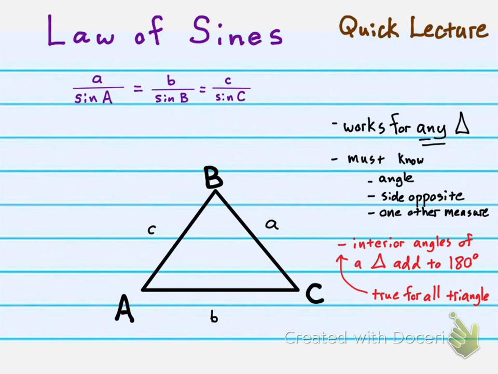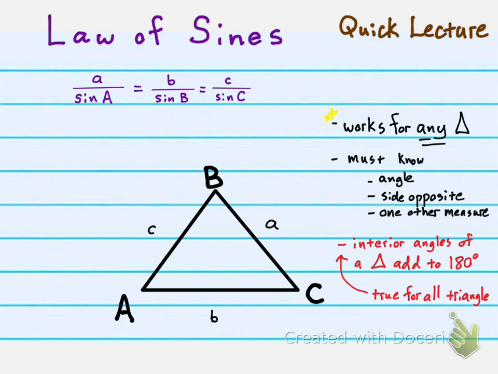What the law of sines says is that this proportion is going to be true: the distance of A over the sine of angle A is equal to the distance of B over the sine of angle B. Maybe you're using A and B, maybe B and C, maybe A and C. You're going to use two of these three rational expressions. So it works for any triangle. It does not have to be a right triangle.